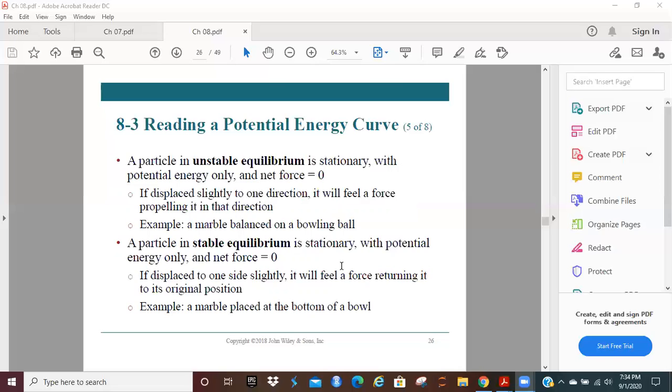If you've got a particle in stable equilibrium, and that's stationary with potential energy only, and net force is equal to 0, if displaced to one side slightly, it'll feel a force returning it to its initial position. So imagine that a marble is placed at the bottom of a bowl. If you try to push it up to the side, it's just going to return back to where it was.